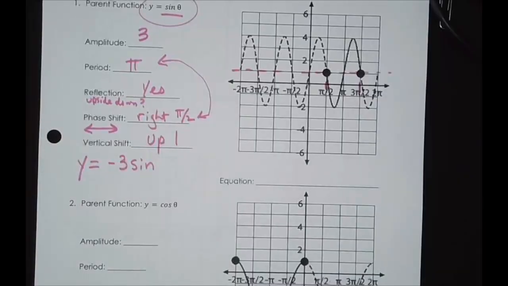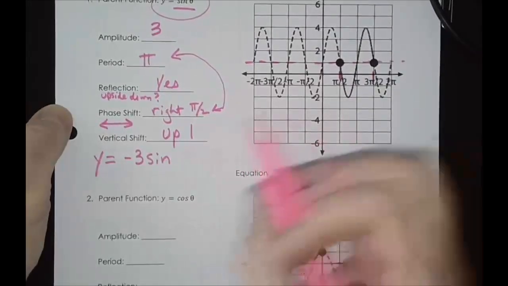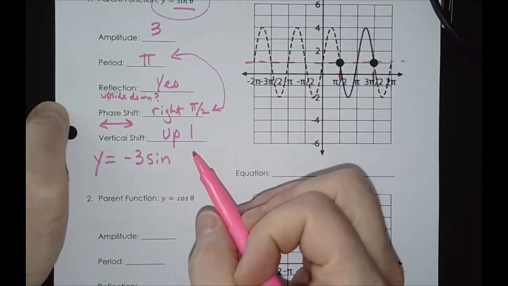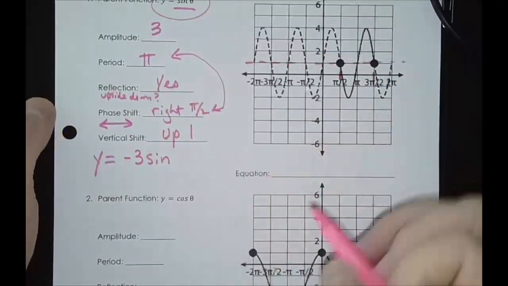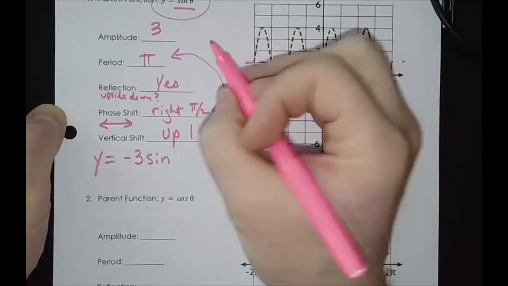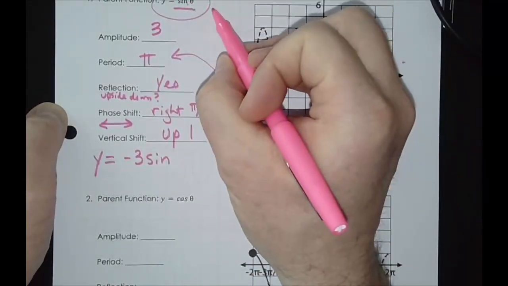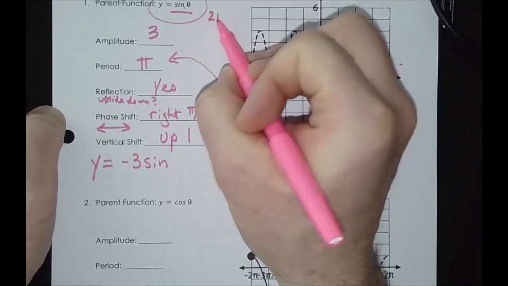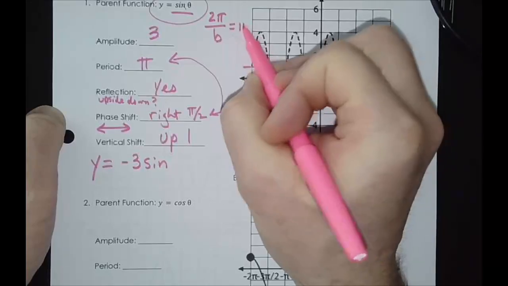All right. Negative 3 and sine. And we're going to take that number, we got to figure out what that B number is. So what's the normal period length? For sine, normal period length is 2 pi. And we're going to divide that by a B number, and it had to come out to equal pi.